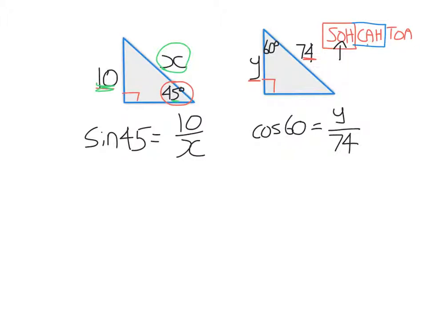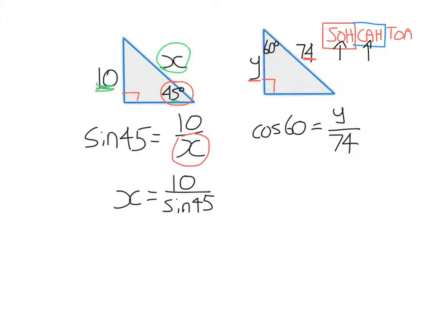So once again, because A is listed first here, the adjacent goes on top. So now we just have to solve these equations. The way we solve them is slightly differently, so make sure you're paying attention. When the thing you want to find is on the bottom, you divide. So here, to get x by itself, x would be 10 divided by sine 45. Okay, sine 45 is just a number, and you can put this straight on your calculator.